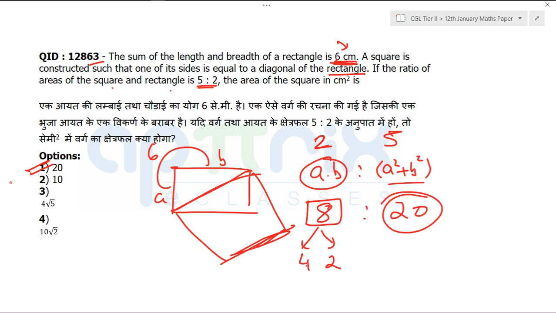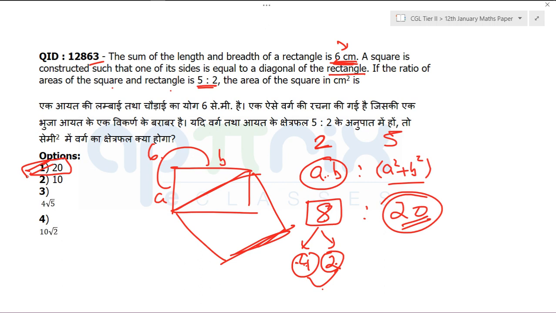Alright, your concern was that the sum of the sides should be equal to 6. I multiplied this by 4 because then 4 and 2 are the ones where the sum is going to be 6. So the sides become 4 and 2, and what is written here is nothing but the square area, that is going to be 20.